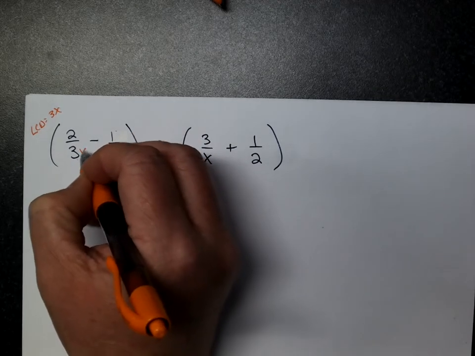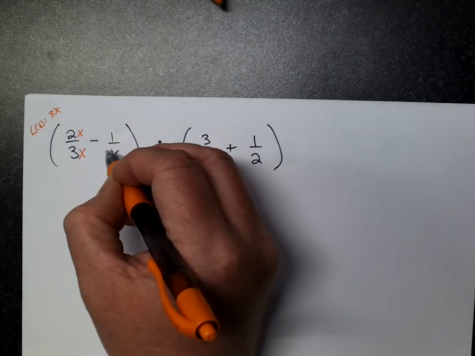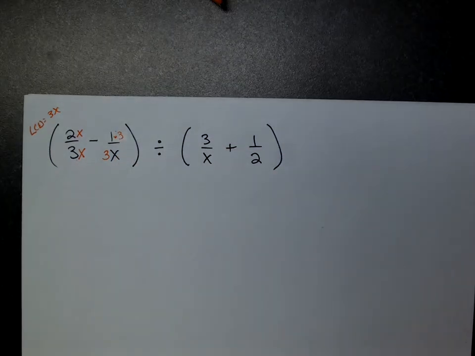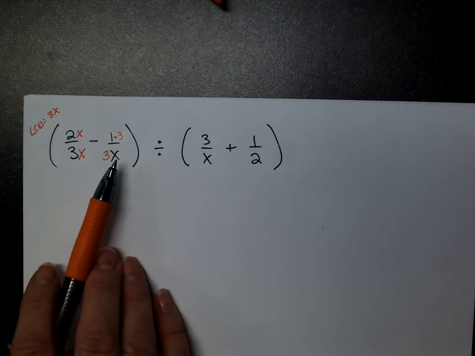This one times x, right? Be fair to the top. And this one times 3. In this case, the LCD is 3 times x because the LCD is the product of the unique factors. There's nothing to factor here. This was a 3 and this was an x. Other than 1, right? Right, other than 1.